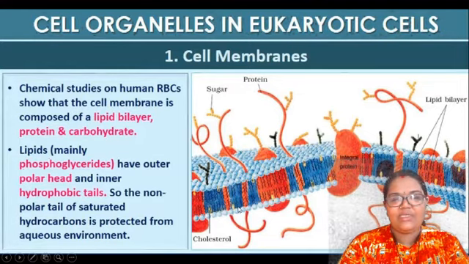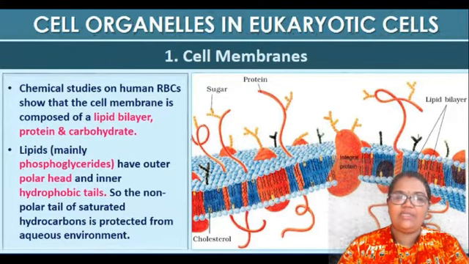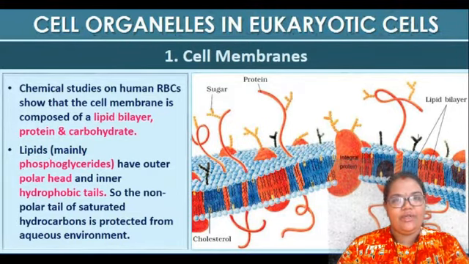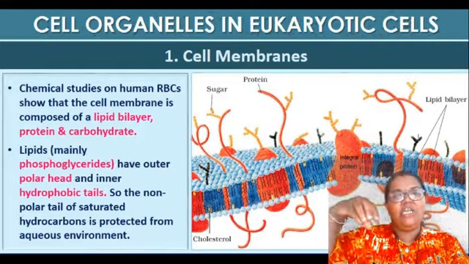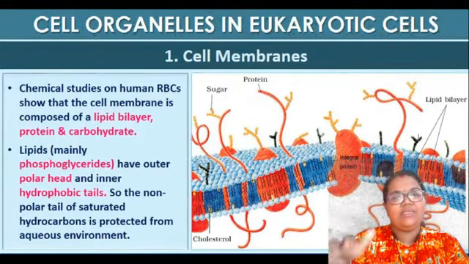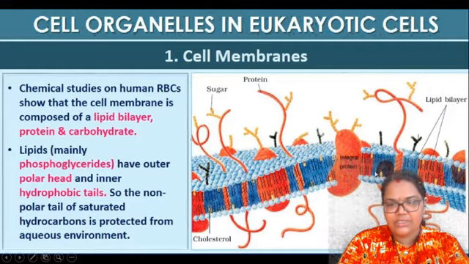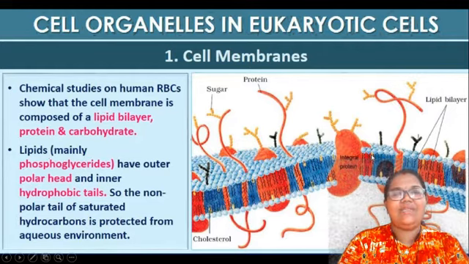In between you can see the proteins. Actually, there are two types of proteins, the integral proteins and peripheral proteins. Integral protein means a protein which is partially or fully immersed in the phospholipid layer, right? Then it is called an integral protein, such as this one. You can see that it is fully immersed, and there are some partially immersed also. They are called integral proteins.